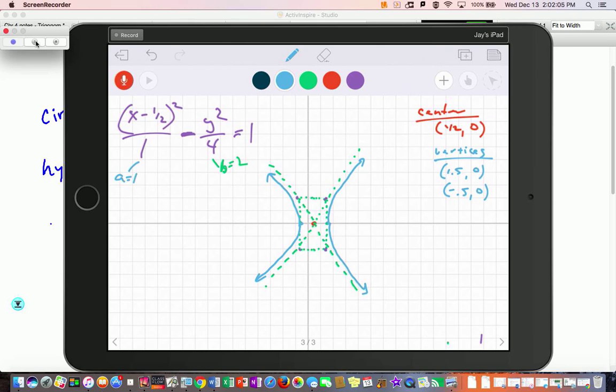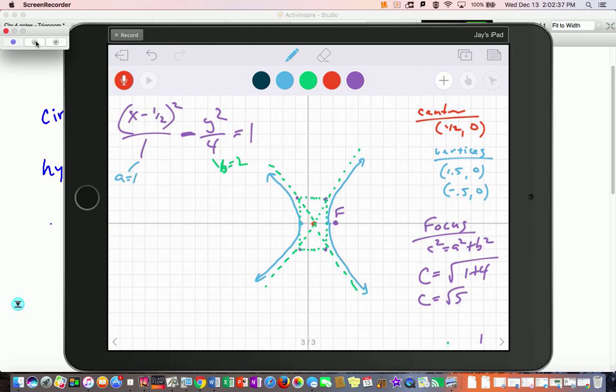And then the final thing we can work on is finding the focus points. And the focus for the hyperbola is c squared equals a squared plus b squared. So c will be the two denominators added together, or c will be the square root of 5. So just a little more than 2. So you're going to go 1, 2, and a little bit more. That's one focus.